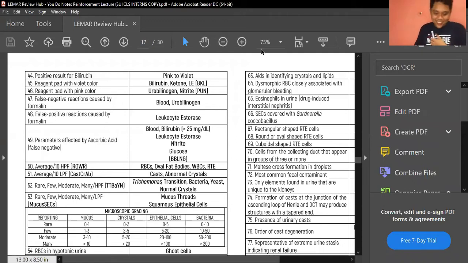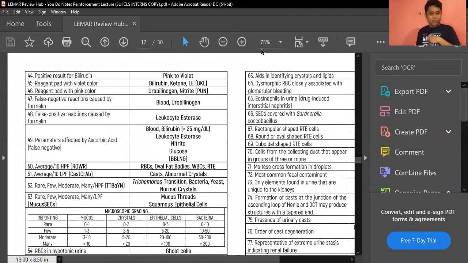So how do you remember this? When examining the sediment, remember: if it is big, it is seen in LPF, but if it is small, it is seen in HPF. Therefore WBCs, oval fat bodies, RBCs, and normal crystals are always in HPF. But abnormal crystals are quantified per LPF. The bigger sediments, the squamous epithelial cells, casts, and mucus, are in LPF. Remember, the bigger cells.